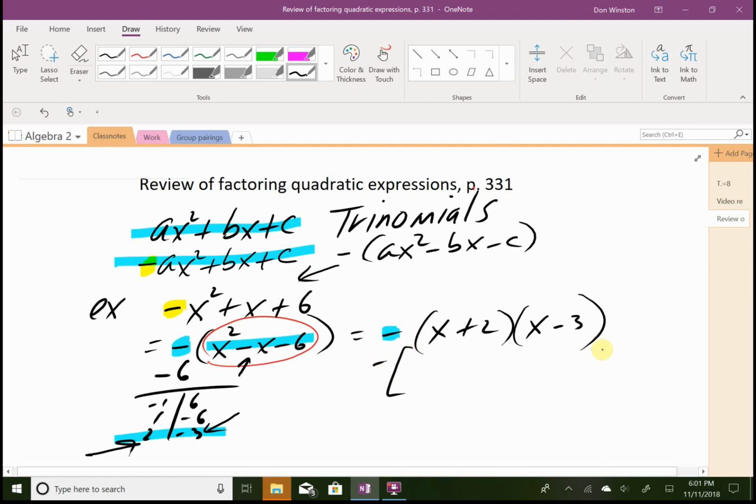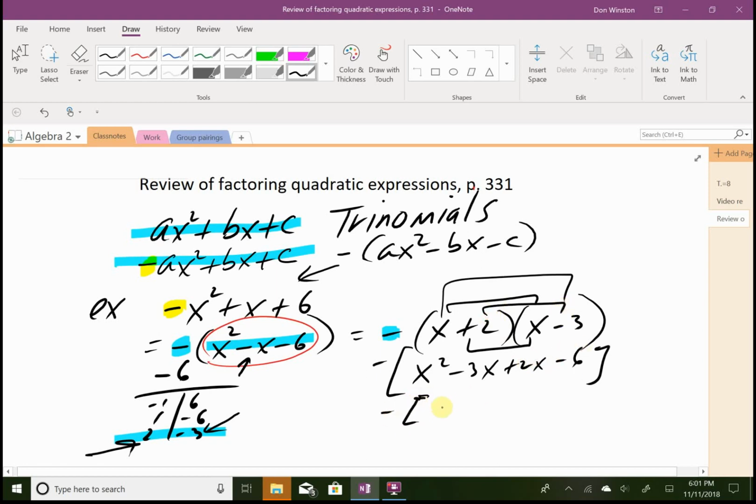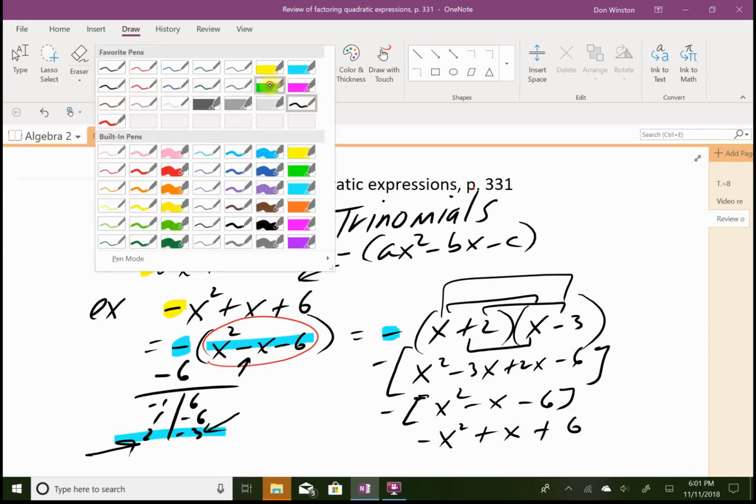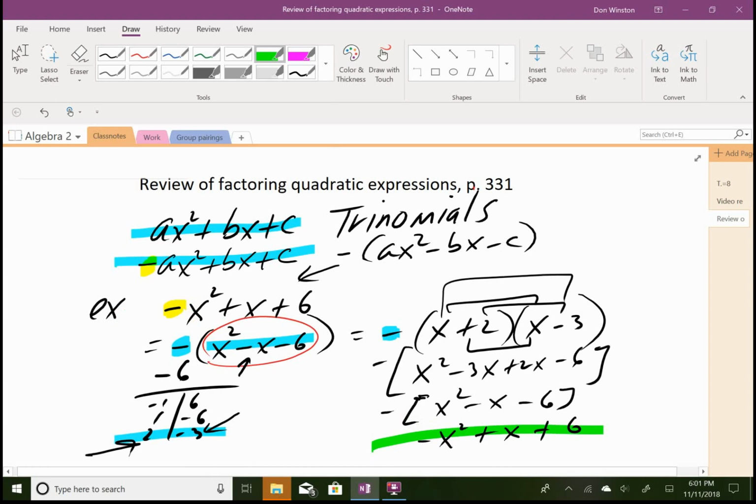So a negative, and now I'm going to FOIL. X times x is x squared. That's the first term. Outside term, x times negative 3 is minus 3x. Inside term, 2 times x is 2x. And then 2 times negative 3 is negative 6. So this will give me x squared minus x minus 6. And then when I distribute that negative, I'll get negative x squared plus x plus 6, which is what we started with if you go back up to the beginning. So negative x squared plus x plus 6, negative x squared plus x plus 6.